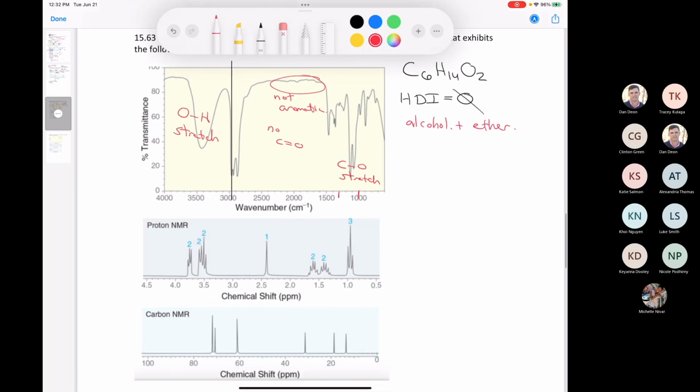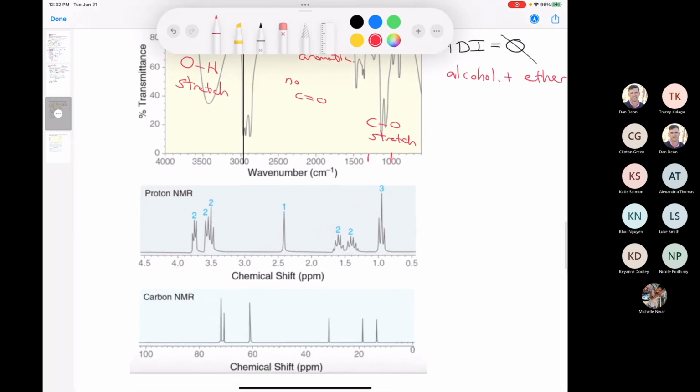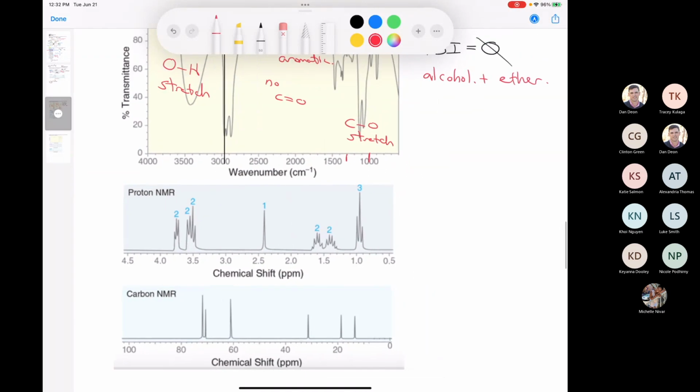Well, let's go in here to the proton NMR. The first thing that my eye was drawn to was this. There's only one signal in here that has an integration of 1. So this must be the alcohol. Okay, that's got to come from an alcohol.